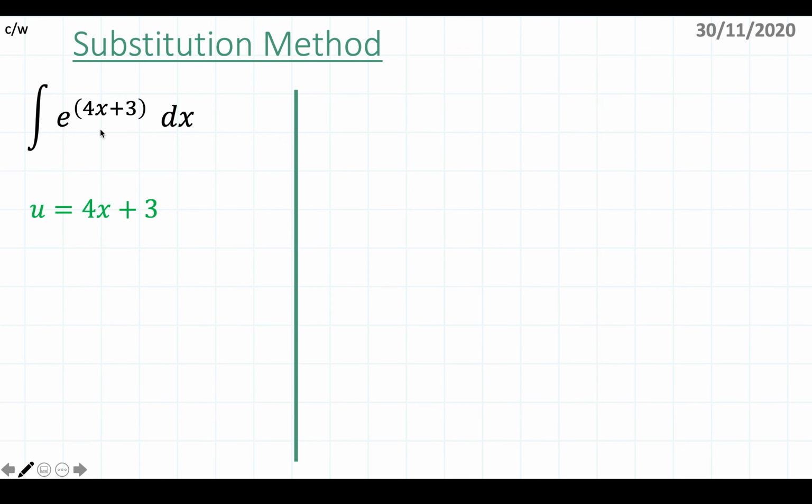So the u could be the 4x plus 3. I'm going to derive it. It's going to give me 4. Also, you'll notice that most of the examples here are going to be linear expressions and not anything complex. So the more complex expressions will come later on in other videos. So du by dx, I'm going to rearrange it. I'm going to get du over 4 equals dx. And then I'm going to do my substitution.